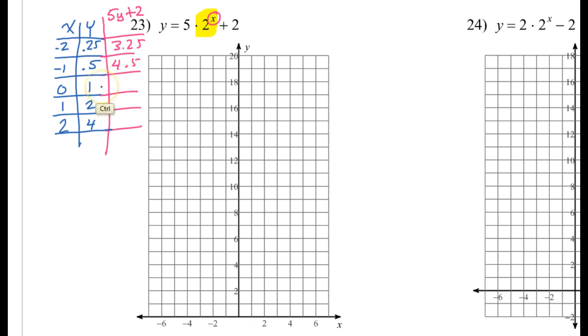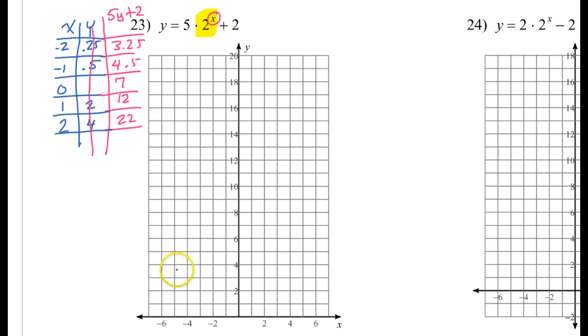Okay, 5 times 1 plus 2, of course, is 7. 5 times 2 is going to be 12. And 5 times 4 plus 2 is going to be 22. Okay, so I have a new y column, so I'm going to disregard the old y column, and I'll plot these points.